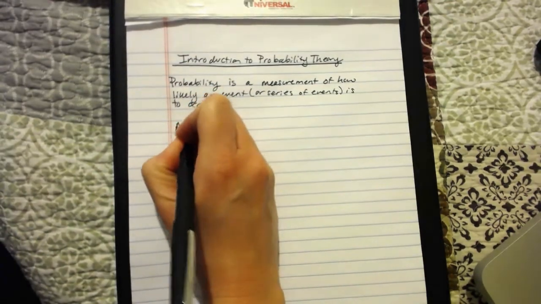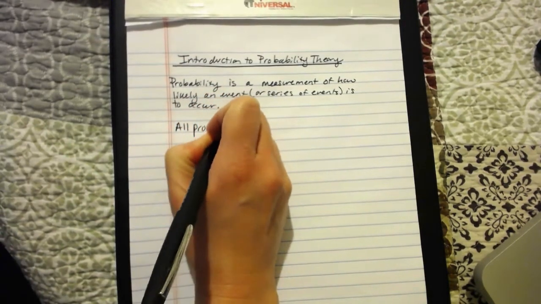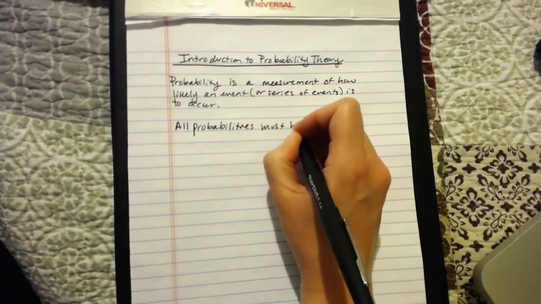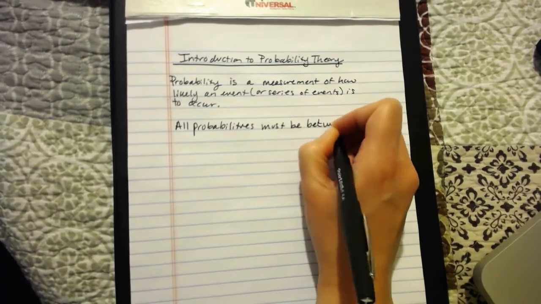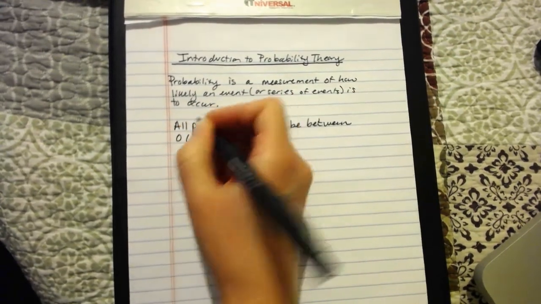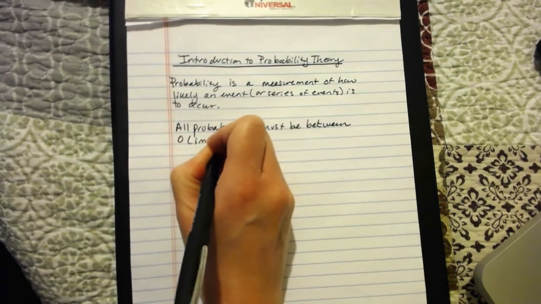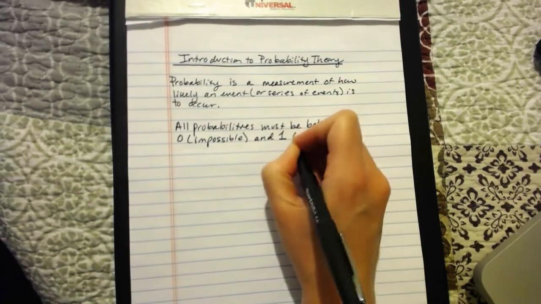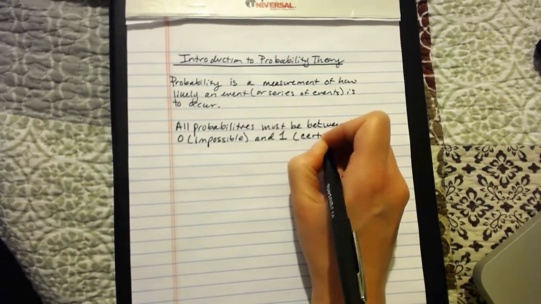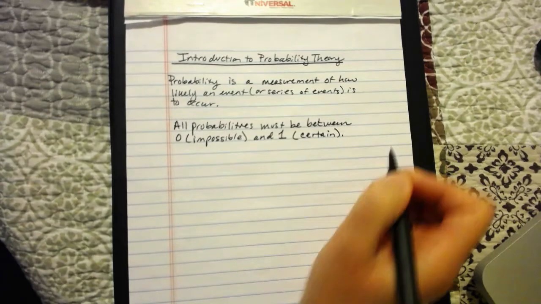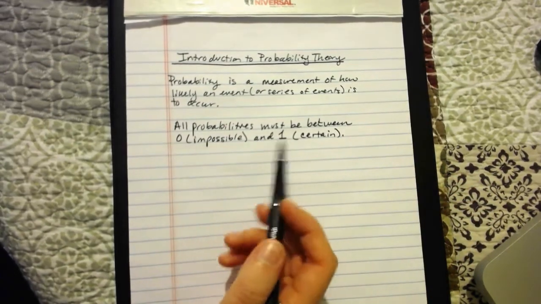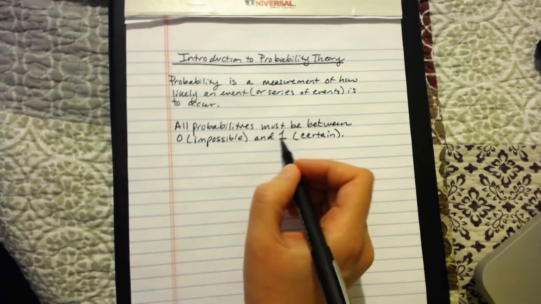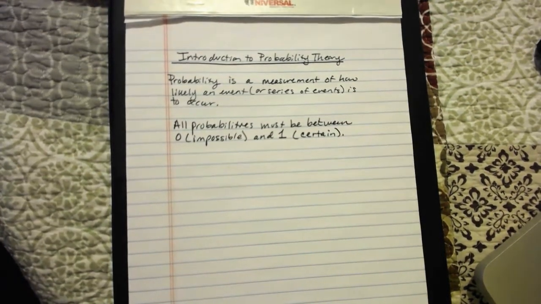All probabilities must be between 0, which would represent an event that is impossible, and 1, which would represent an event that is said to be certain to occur. So all probabilities are going to be somewhere between 0 and 1 inclusive, meaning they can be equal to 0 at the lowest, they can be equal to 1 at the highest, or somewhere in between.